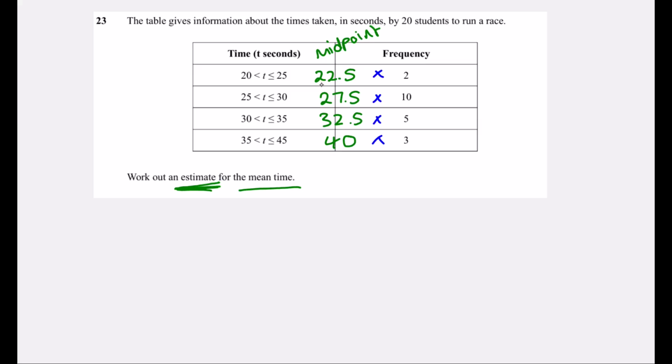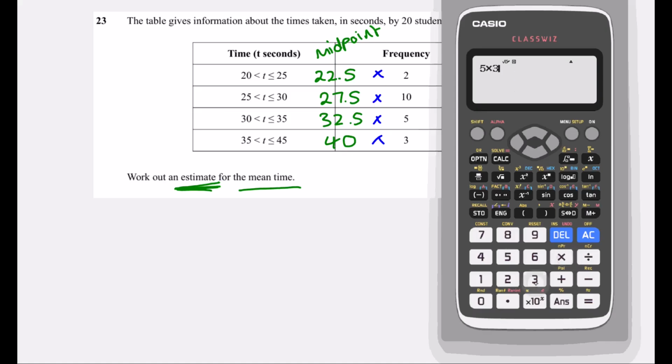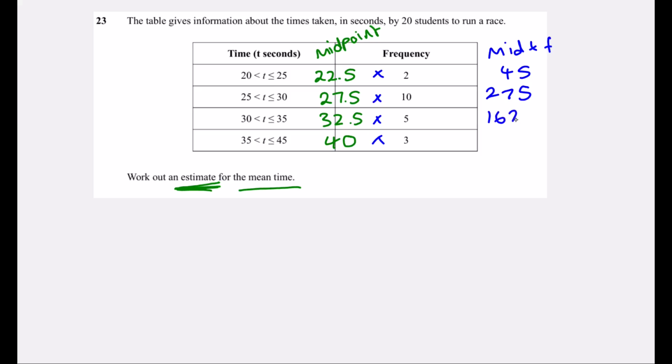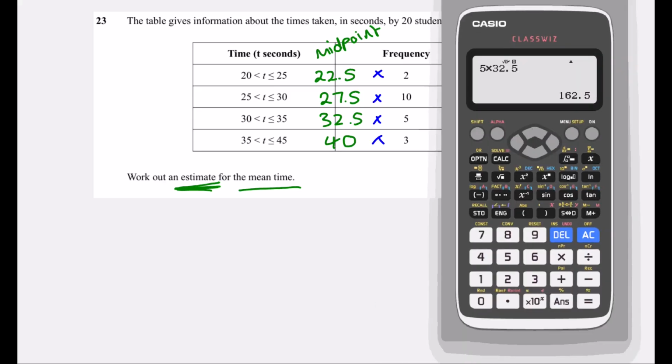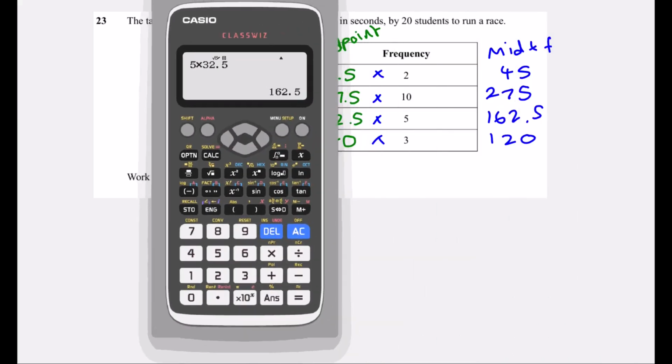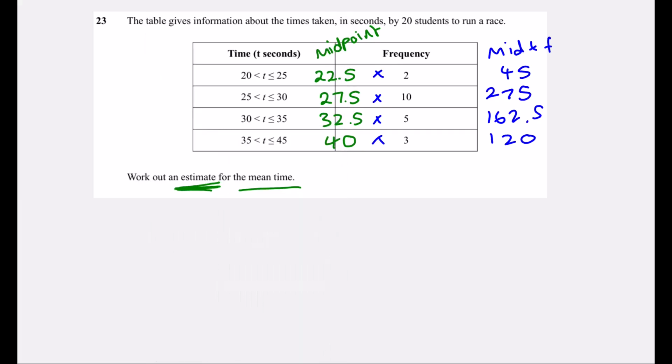2 students both did 22.5. So 2 times 22.5. So this is midpoint times frequency. 2 22.5s, 10 27.5s. We've got 5 32.5s. And 3 40s. So add them all together. We get 602.5.